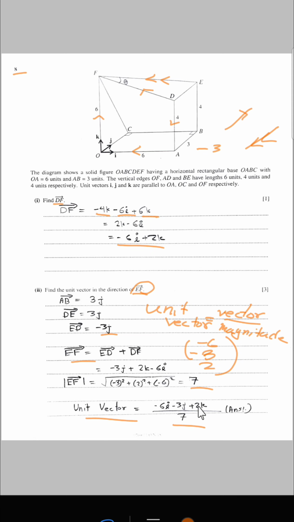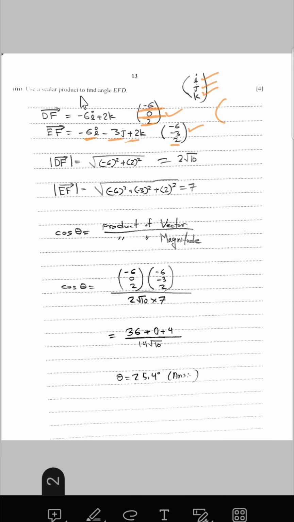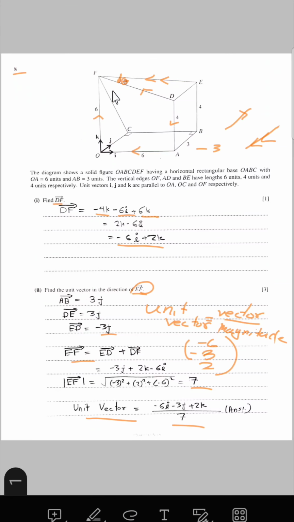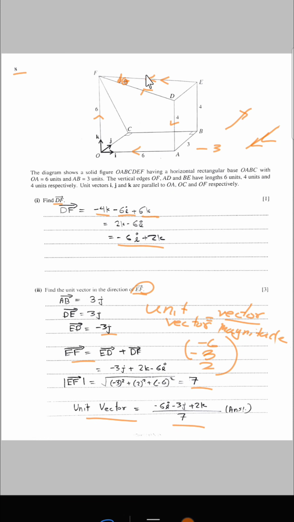So the unit vector is this expression. Use a scalar product to find angle EFD. So we need to find the angle EFD, that is the angle theta, this given angle. To find this angle, we need to find the vectors EF and DF.